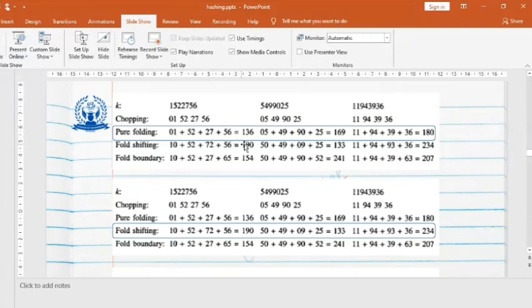56 means no changes there. So we have to add all the pairs and we got 190. So 190 means, what is the hash function? 90. Yes, we have to ignore the carry.